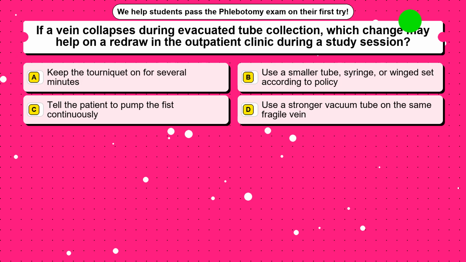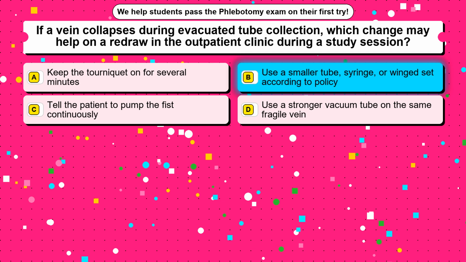Question 34. If a vein collapses during evacuated tube collection, which change may help on a redraw in the outpatient clinic during a study session? Option A. Keep the tourniquet on for several minutes. Option B. Use a smaller tube, syringe, or winged set according to policy. Option C. Tell the patient to pump the fist continuously. Option D. Use a stronger vacuum tube on the same fragile vein.